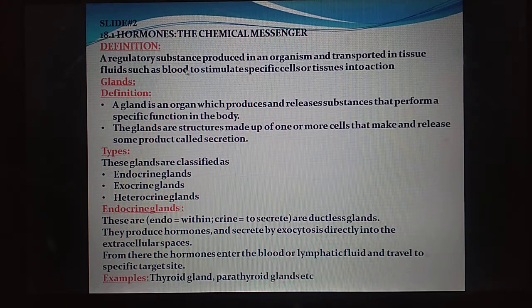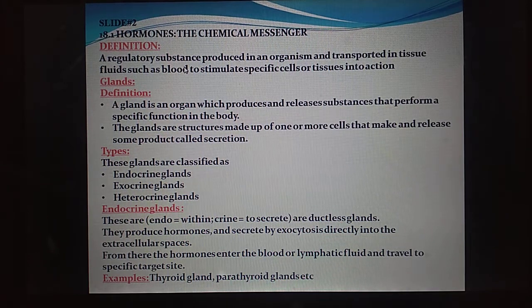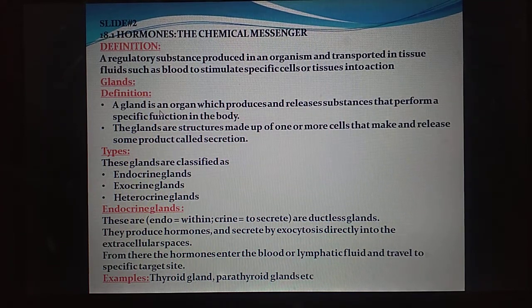Okay. Now we are saying the secretion of these chemicals occurs by glands. So for that very purpose, we must define the gland as well. What is a gland? A gland is an organ which produces and releases substances that perform a specific function in the body. Sometimes individual cells, aggregations of cells or organs produce their secretion, and they can perform specific tasks by stimulating the targeted cells.